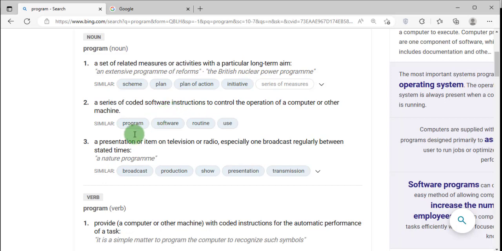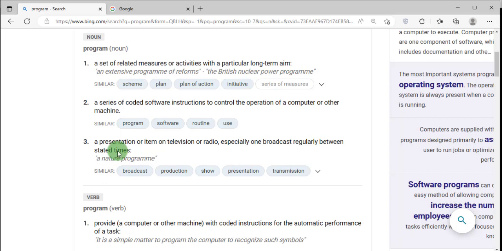Okay, the third definition is that a program is a presentation or item on television or radio. Like a drama serial, movie, or a radio program, especially one broadcast regularly between stated times.